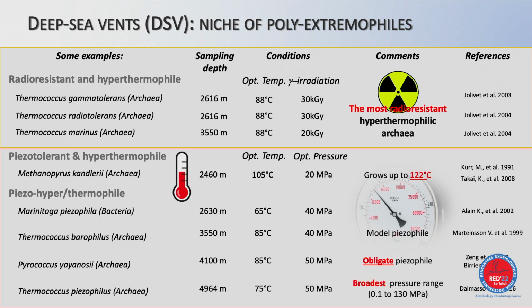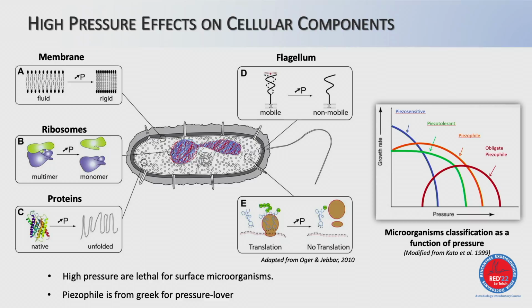High pressure really affects the cellular components, as we know, for microbial surface microorganisms. Usually high pressure affects the membrane, giving a really rigid membrane, it dissociates the ribosomes, unfolds the proteins, inhibits the translation of proteins, and also inhibits the mobility of cells. We use this high-pressure process to sterilize food, for example, because it kills surface microorganisms.